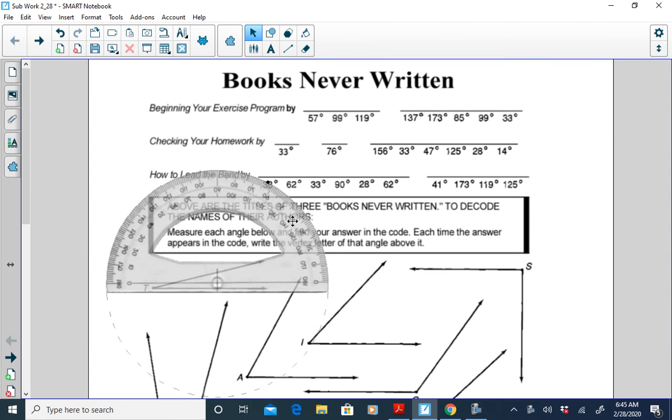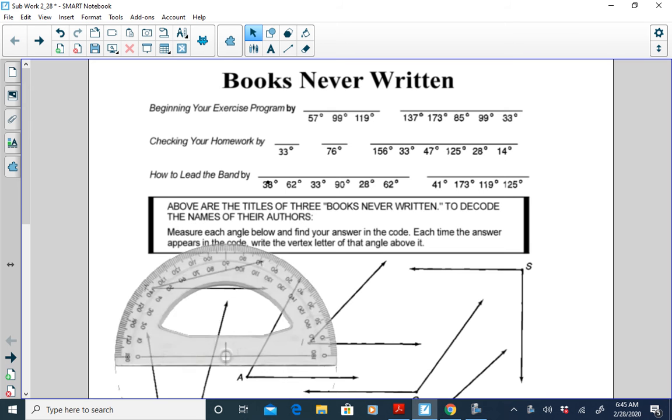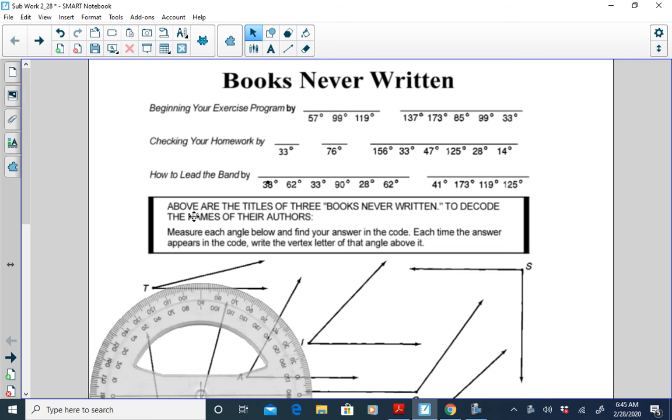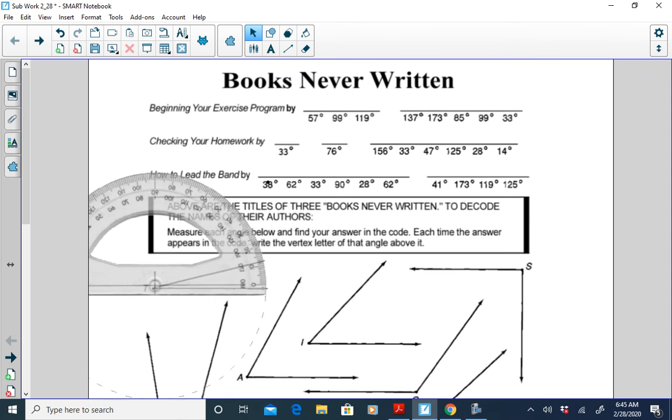You should always take your protractor, and well, let's read the directions first. Above are the titles of 3 books never written. To decode the names of their authors, measure each angle below and find your answer in the code. Each time the answer appears in the code, write the vertex letter of that angle above it. Okay? So, let's start with this first one, letter T.